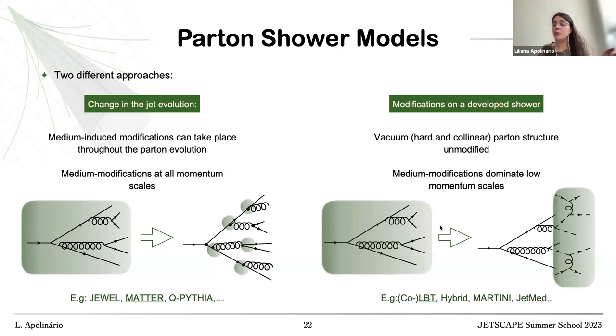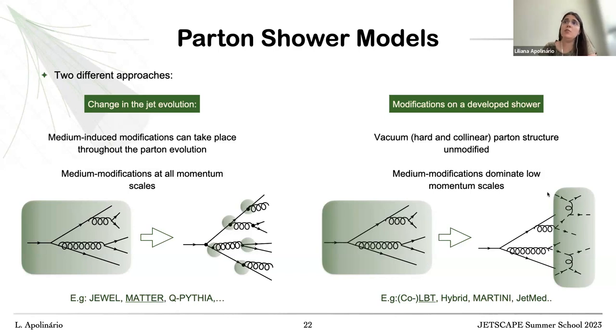In this case, they basically take part of your parton shower. They can allow it to evolve until hadronization and then apply energy loss. They can select a given scale at which they cut the shower and then apply some medium-induced effects. In this kind of model, you will hear about, for instance, LBT. This is also the case of MARTINI, and of the hybrid model as well.